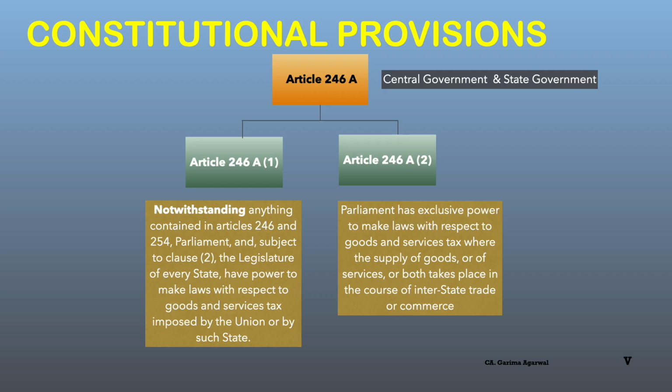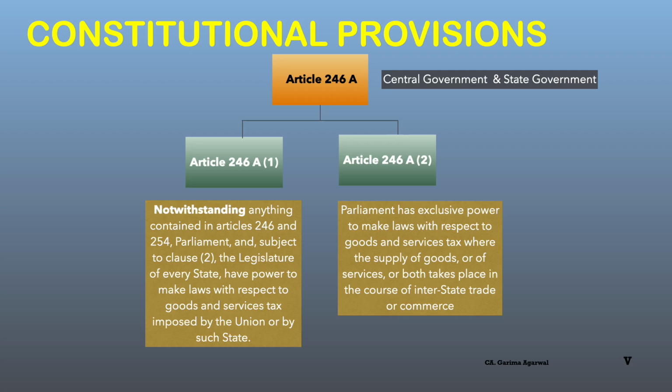Now moving to Clause 2, Parliament has exclusive power to make laws with respect to goods and service tax where the supply of goods or of services or both takes place in the course of interstate trade or commerce. Intrastate supply, that is within the same state, when the movement of goods or supply of service happens within the same state, both the central and the state governments can make laws. And what is the result in such a case? CGST and SGST is applicable on such a transaction.